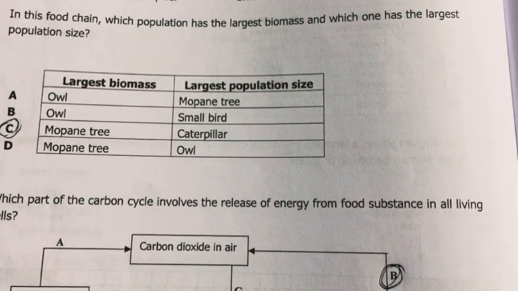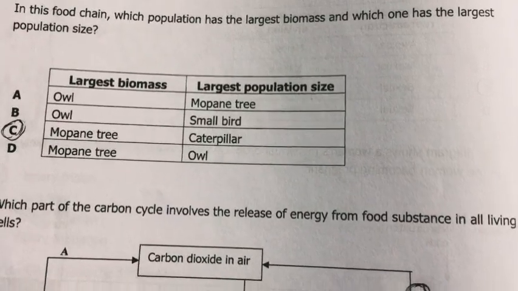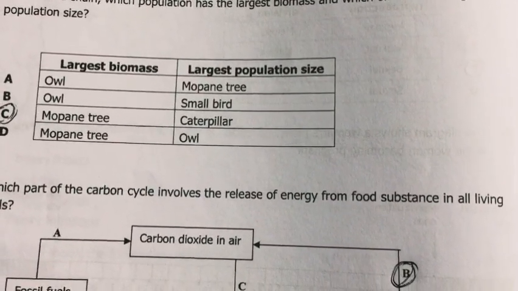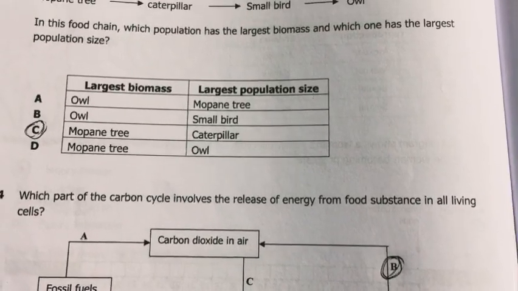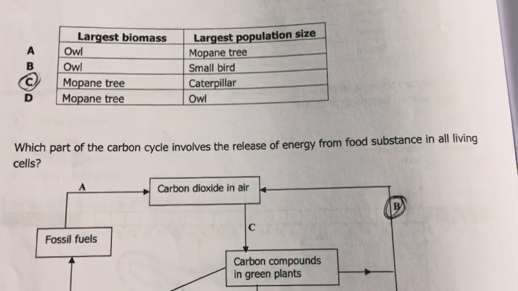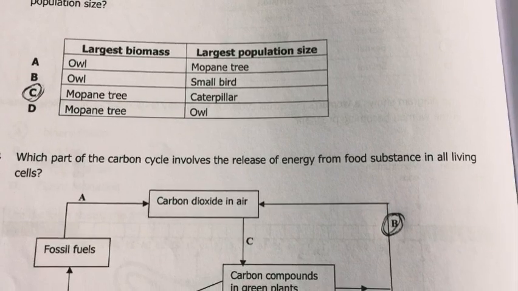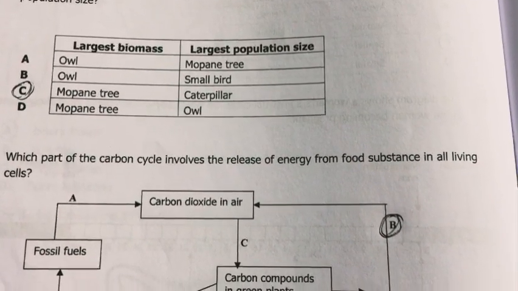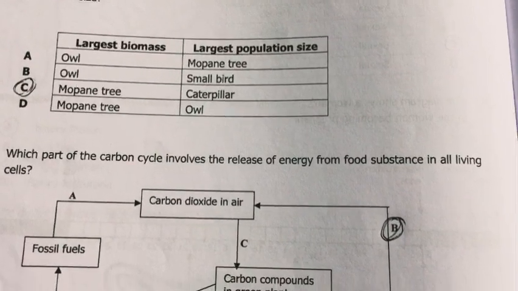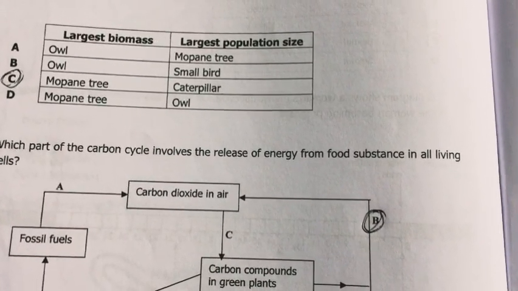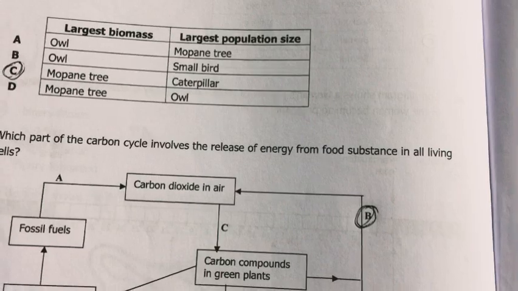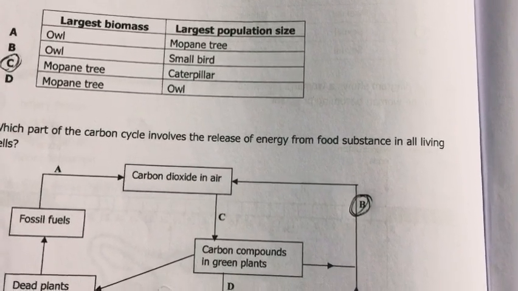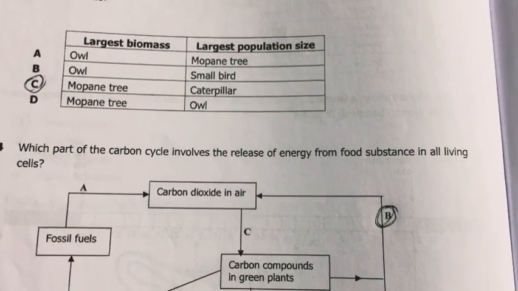You have to go through your biology, ecology, check out biomass, check out the numbers, pyramids of numbers and all those things, and you see why to conclude C to be my answer. Otherwise, the mopane tree has the largest biomass, then caterpillars have the largest population size. If caterpillars are few, small birds will have nothing to eat and they'll starve. So the caterpillars have to be many to feed the birds, and the birds have to be more than the owls to feed the owls. So my answer there is C.